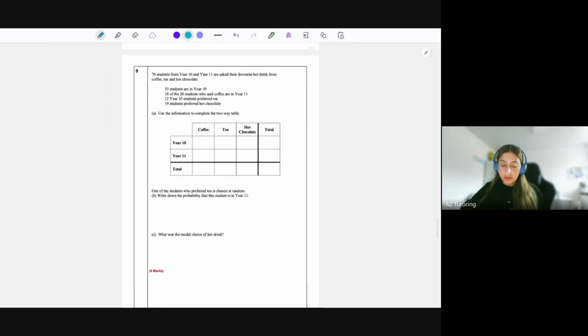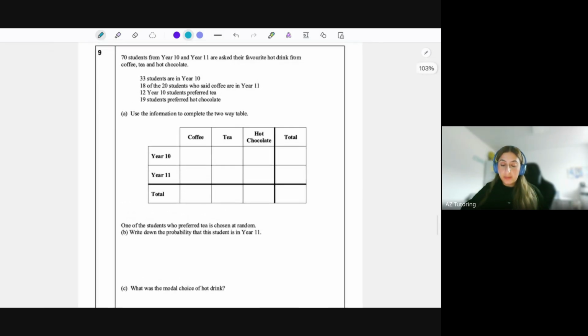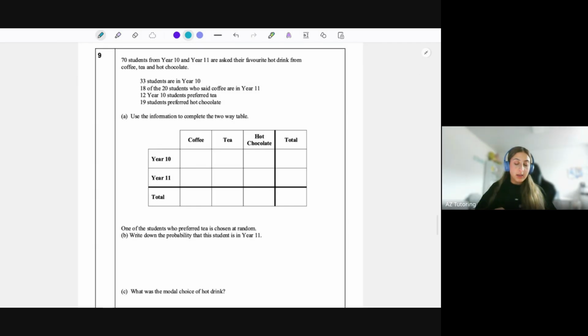So moving on to question 9. This is a two-way table. I know a lot of kids get confused on these, and it's all about understanding what each part of the table means. It says 70 students from year 10 and year 11 were asked their favourite hot drink from coffee, tea, and hot chocolate. 33 students are in year 10. 18 of the 20 students who said coffee are in year 11. 12 year 10 students prefer tea. 19 students preferred hot chocolate. Use the information to complete the two-way table.